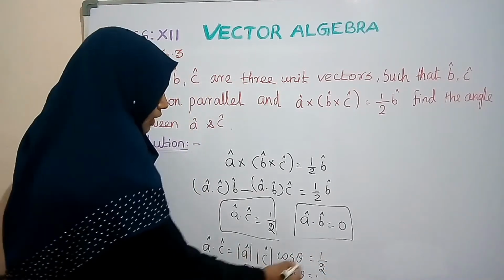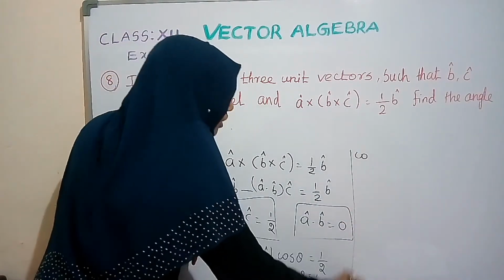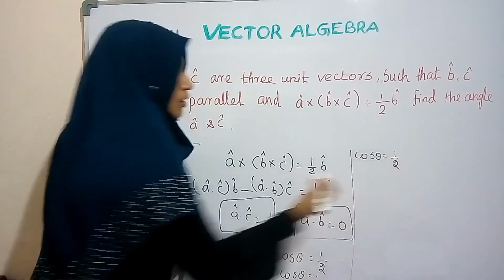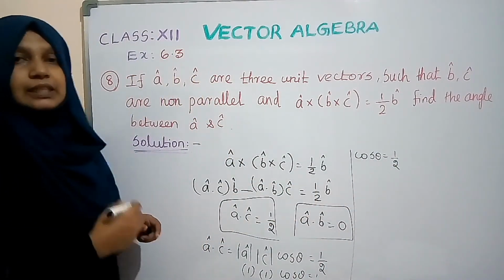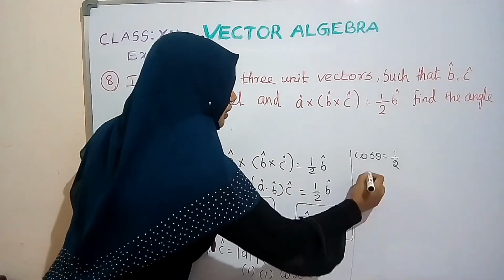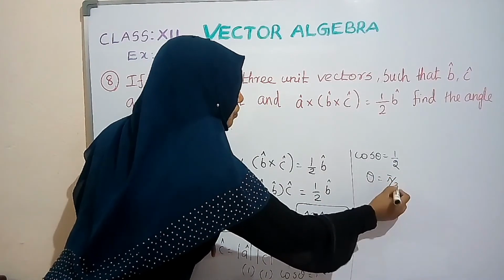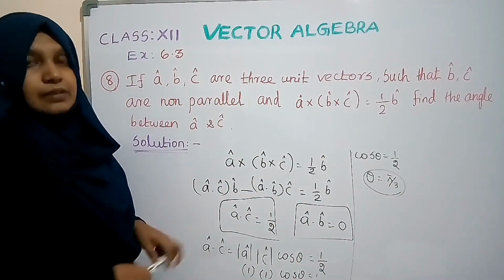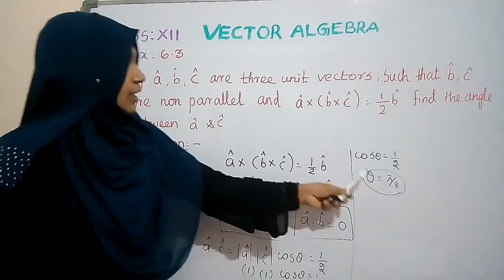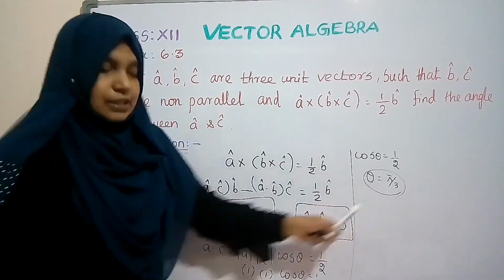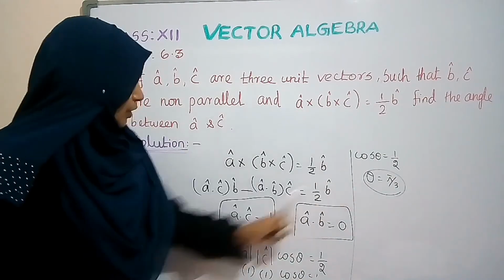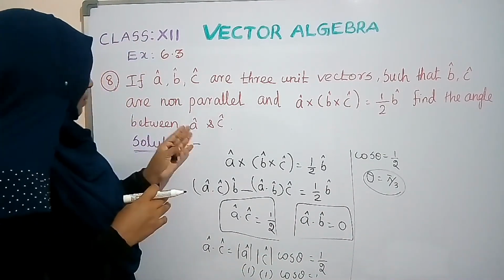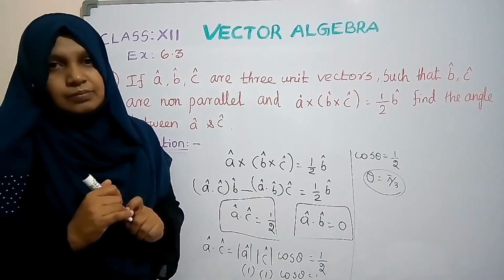So 1 into cos theta means we can write cos theta is equal to 1 by 2. When cos theta is 1 by 2, theta is 60 degrees. So we can write theta is equal to pi by 3. So by expanding A cap and C cap, A vector and C vector, we are getting theta is pi by 3. This is the angle between the vector A vector and C vector. That only A cap and C cap.